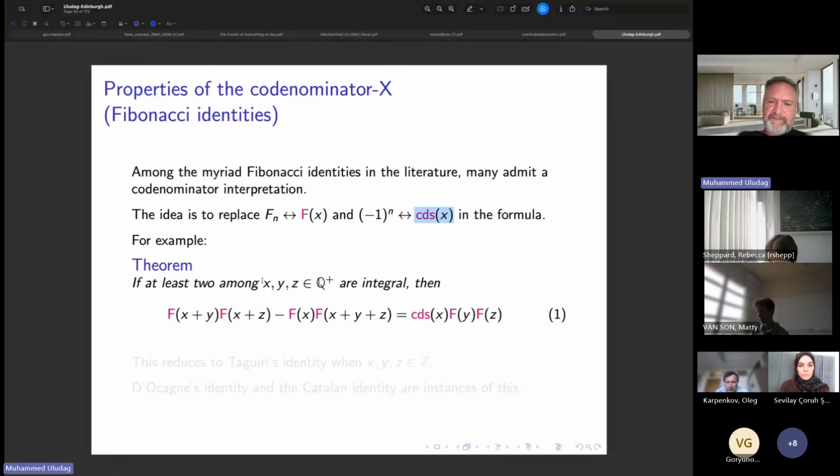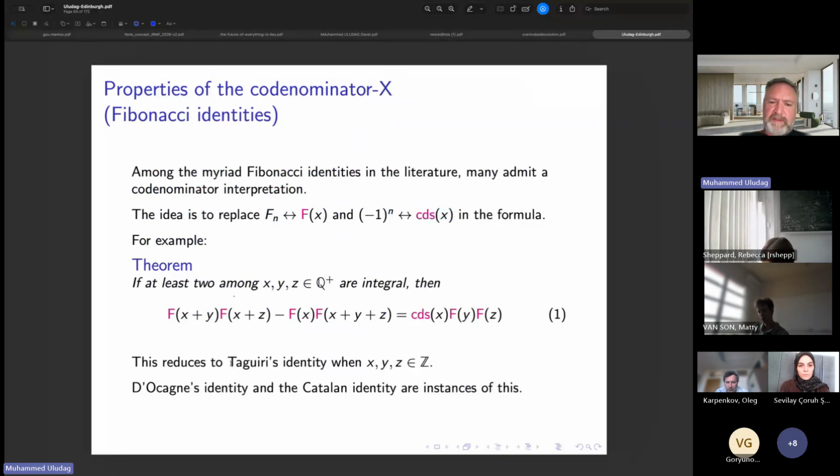For example, we have what is called the Pythagoras identity, which can be generalized like this. If x, y, and z are all integral, then this is the Pythagoras identity, and here we have minus 1 to the power something.